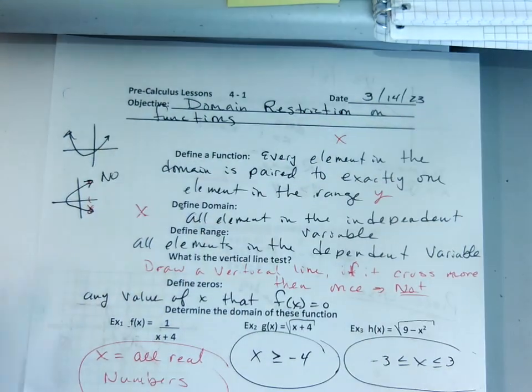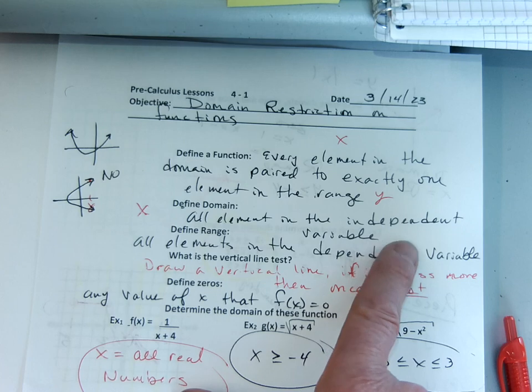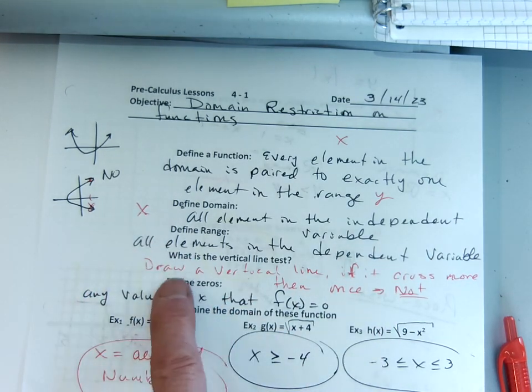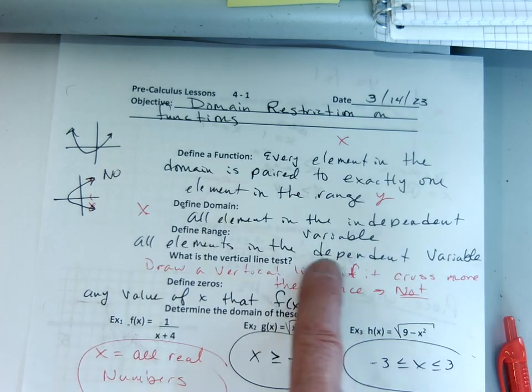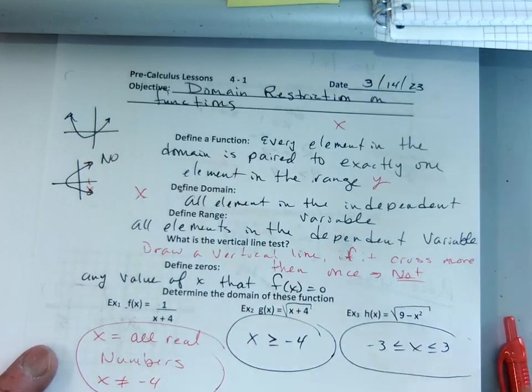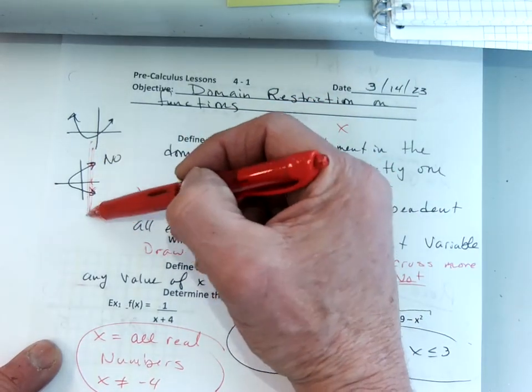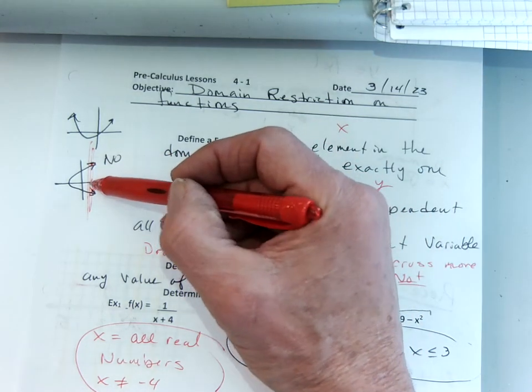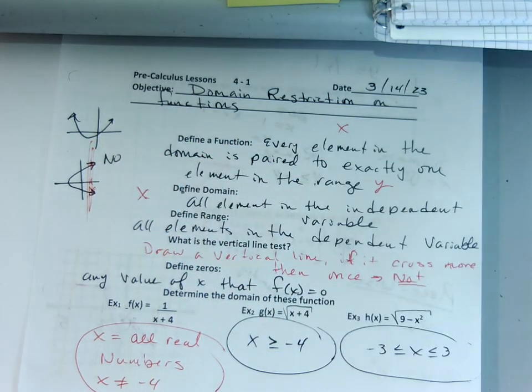Okay. Now, domain is all elements in the independent variable, normally say it's x, but that's all the x values, and the range is all the y values, all elements in the dependent variable. Okay. The vertical line test is really easy. If you draw a line straight down, if it crosses in more than one place, it's not a function because you have an x value with two different y values. It doesn't make any sense.